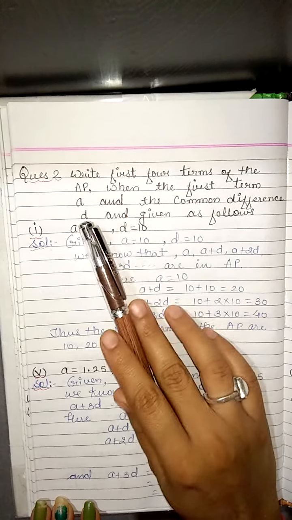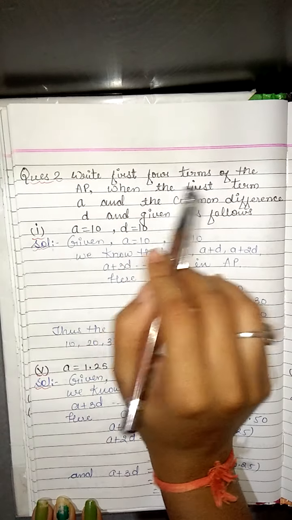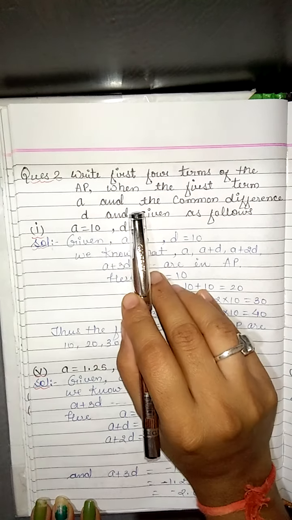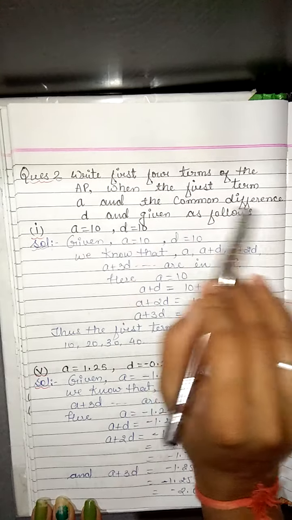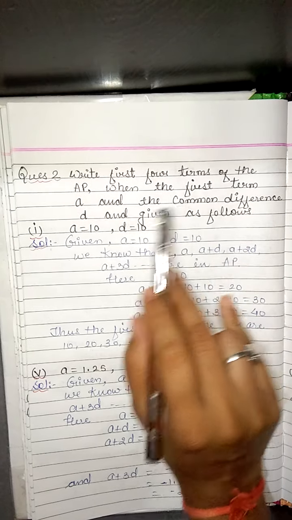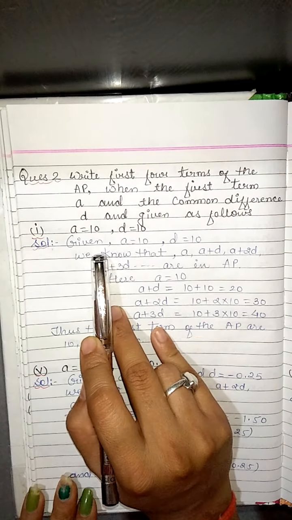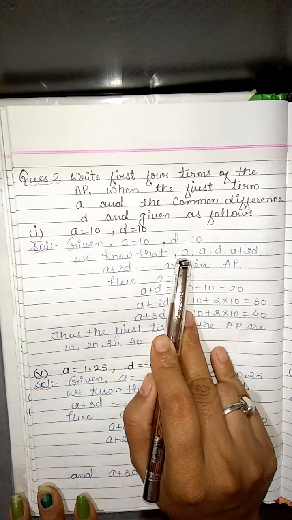Now we are going to start question number second. Question number second is, write the first four terms of an AP when the first term A and the common difference D are given as follows. Here A is 10 and D is 10. So given A is equal to 10 and D is equal to 10.